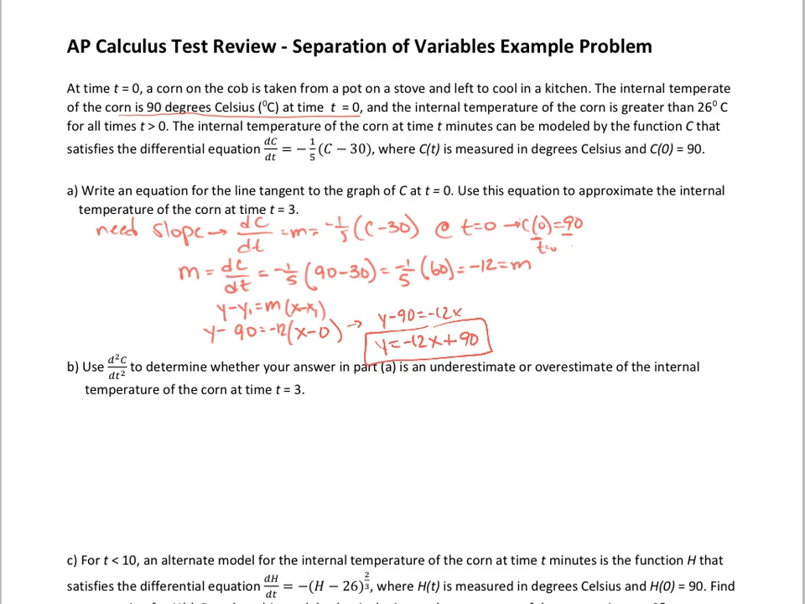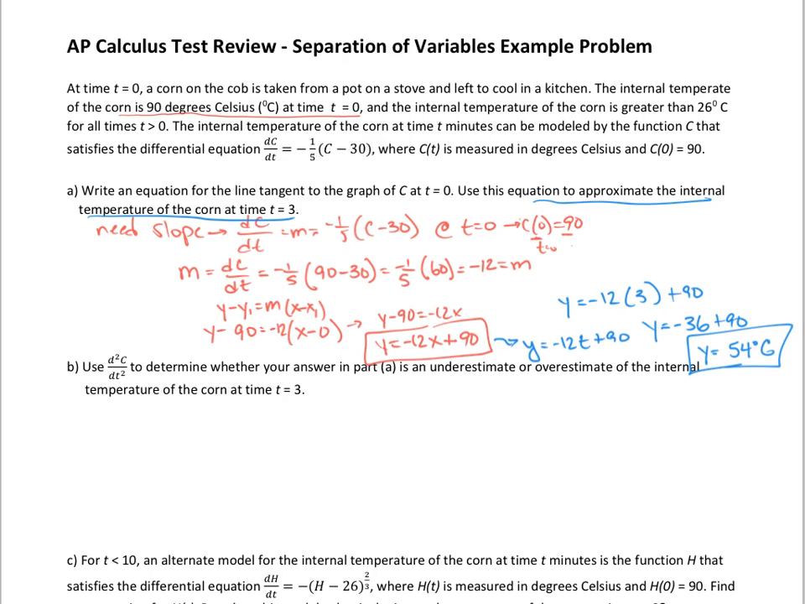And then it says use this equation right here to approximate the internal temperature of the corn at time t equals 3. So we are just going to put in 3 for our t. Again, we probably should have written this as y equals negative 12t plus 90 in context, or you could have, since our x variable is actually the t, it doesn't matter. You could leave it like that. They'll take either answer. Plus your 90 over here. So y equals negative 36 plus 90. So y will be 54 degrees Celsius.